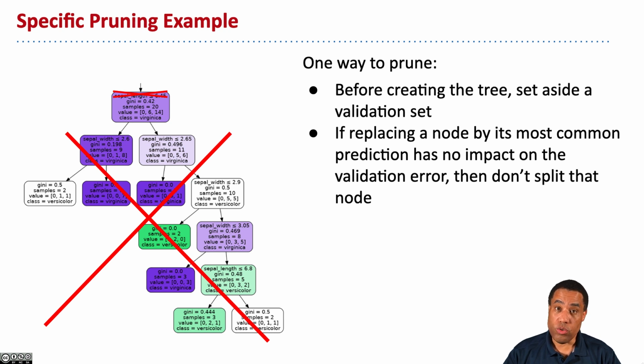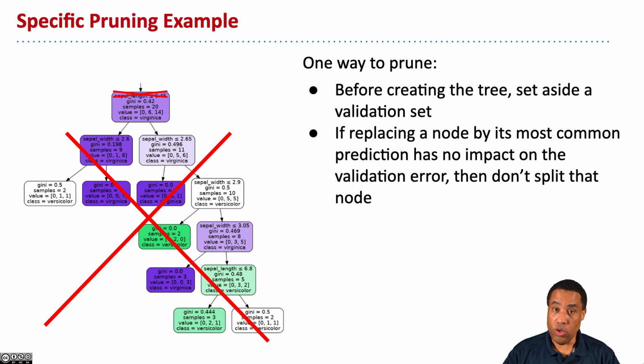What we can do is take our original data set and split it into 3 sets: our training data, our test data, and a validation set. Then we build our decision tree using our training data and tune it using our test data. And once we're happy with it, we prune it using our validation data.